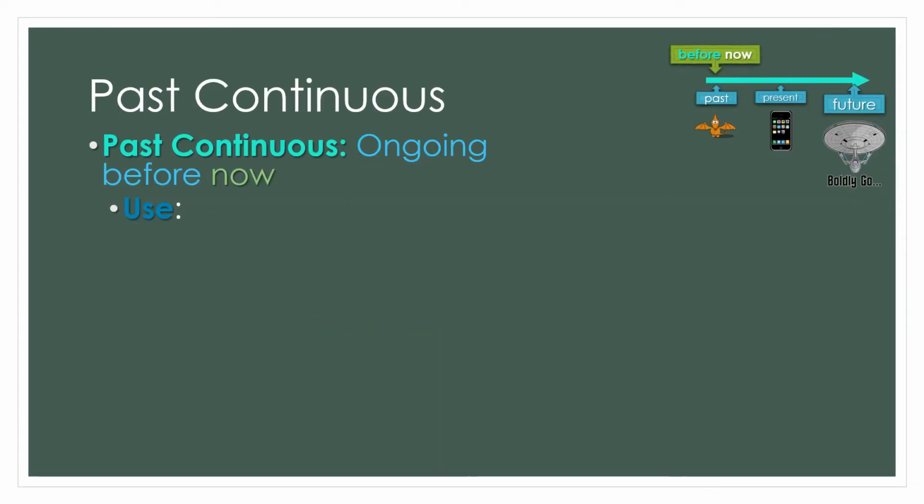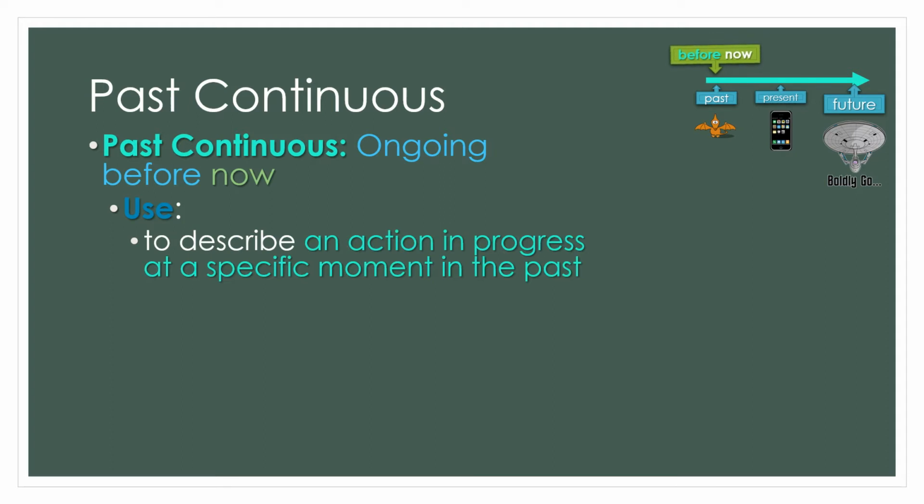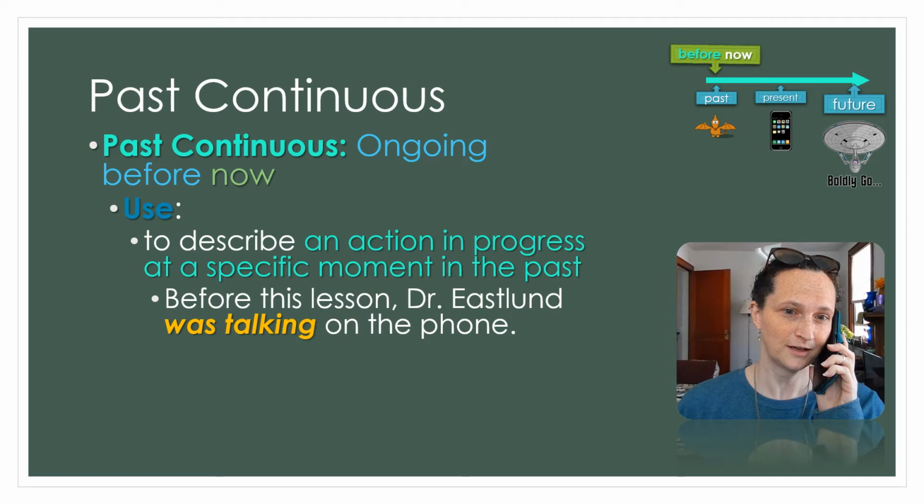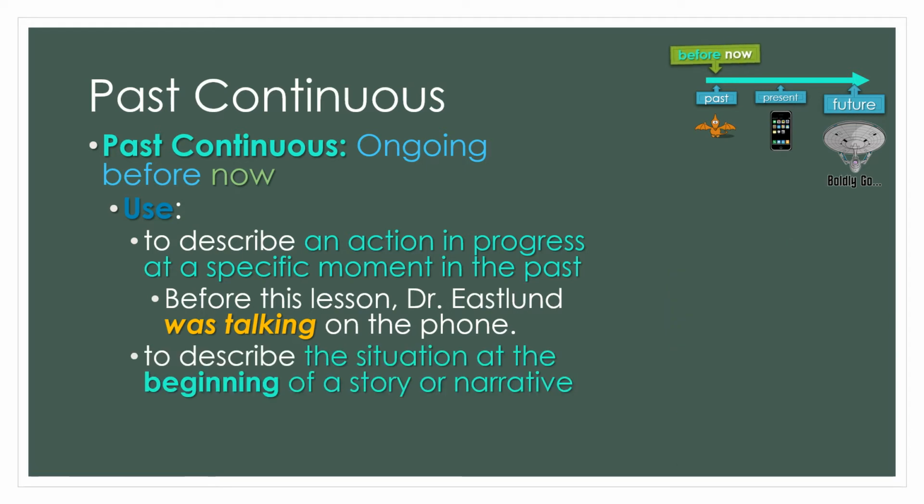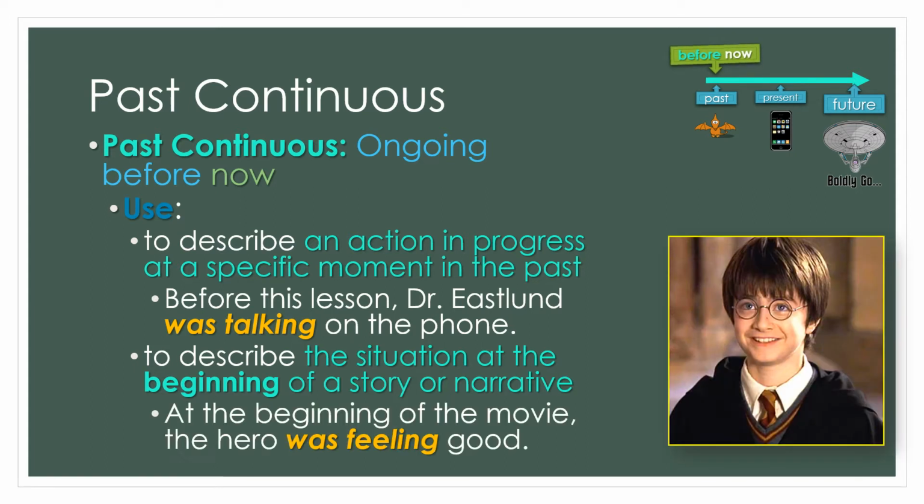We use past continuous to describe an action in progress at a specific moment in the past. For example, before this lesson, Dr. Eastland was talking on the phone. We also use it to describe the situation at the beginning of a story or narrative. For example, at the beginning of the movie, the hero was feeling good.